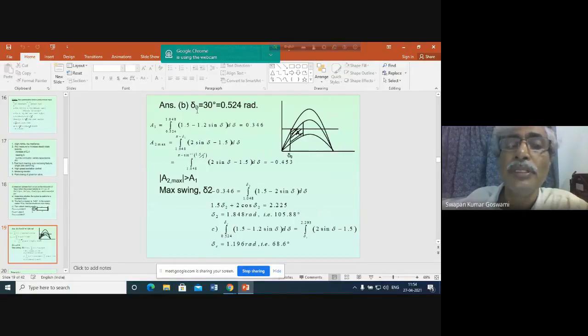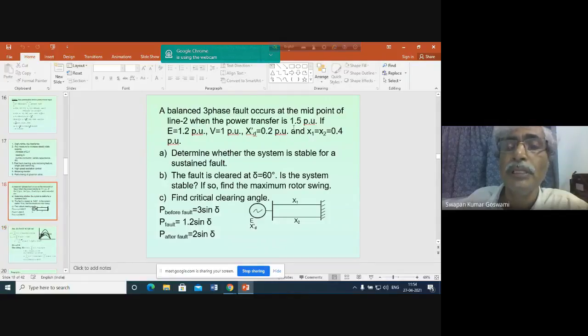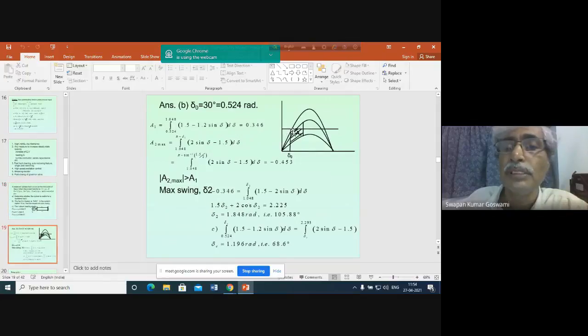What is the initial operating angle? Initial operating angle: you see the power delivered is 1.5 per unit before the fault. The peak of the power angle curve is 3 sine delta. So it is 1.5, since power input and power output must be the same. That's why 1.5 per unit is the input power line. This curve is 3 sine delta, and here it is 3. So the operating point here obviously will be delta 0 equal to 30 degrees. It will be 0.5.